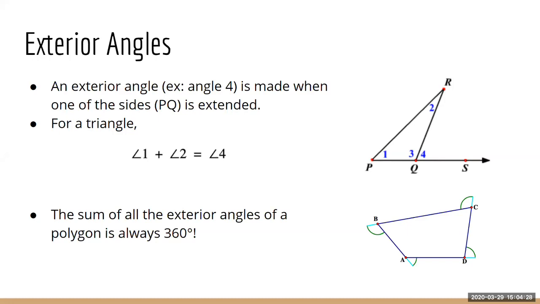And another cool fact you should know, it doesn't really show up in AMC, is that the sum of all the exterior angles of any polygon is always 360. So it doesn't matter how many sides you have, the sum is always going to be 360. All right.